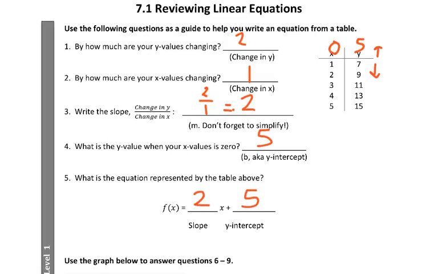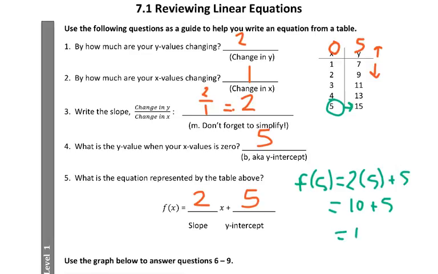And you could, and probably should, even double check that. For example, I could put a 5 into my function and hope I get a 15 out. So let's try that. f(5) should equal 2 times 5 plus 5. So that would be 10 plus 5, which is 15. So that's exactly what we wanted. And that's one way to check to make sure that we've got the right answers. And that's something I'm going to encourage you guys to do.